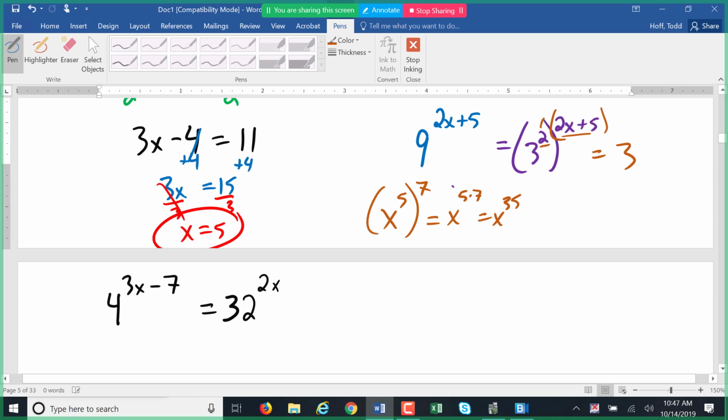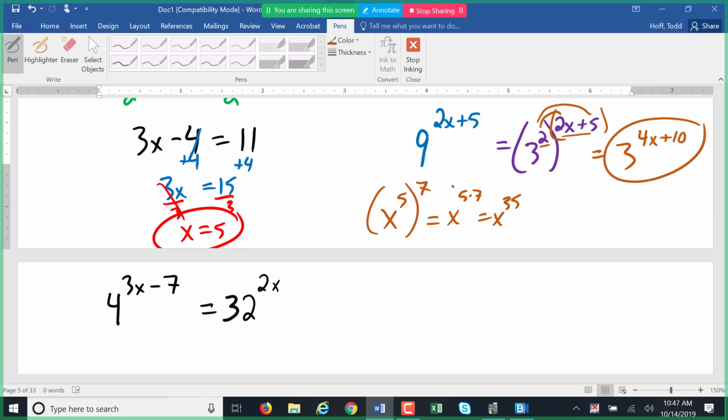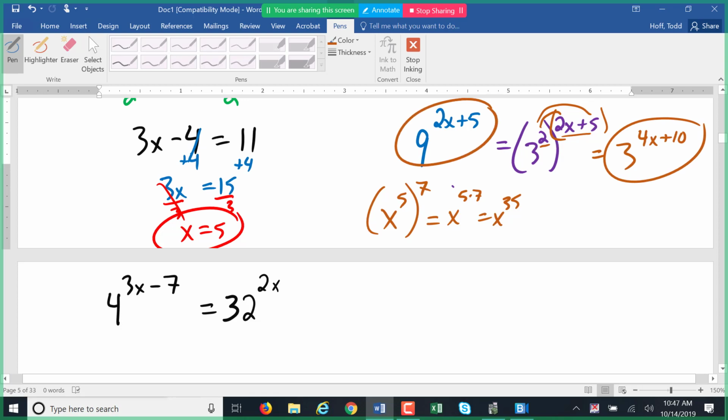We're distributing the 2 through that power. 2 times 2x is 4x. 2 times 5 is 10. We multiplied the 2 powers. So 9 to the power of 2x plus 5 is equivalent to 3 to the power of 4x plus 10.